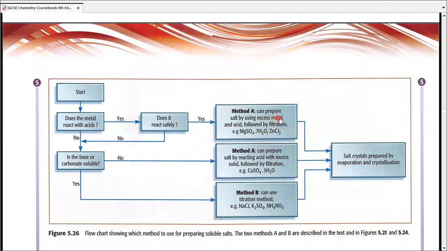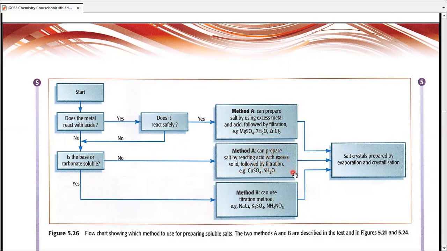We go with preparing the salt by using excess metal and acid, followed by filtration, and so on. Salt can be prepared if it does react safely. If not, is the base or carbonate soluble? If it is soluble, we go with the titration method, method B in the previous portion that we have already studied. If it's not soluble, we can carry out method A, which is basically crystallization: salt reacting with acid, excess of solid, filtration, evaporation, drying.